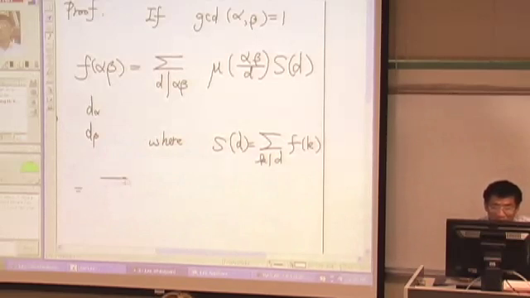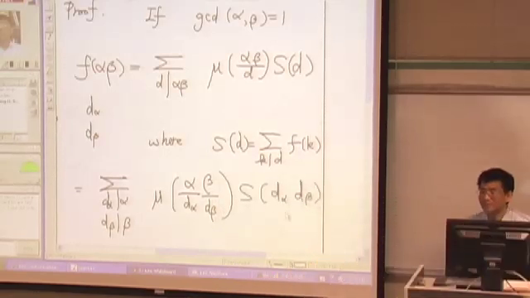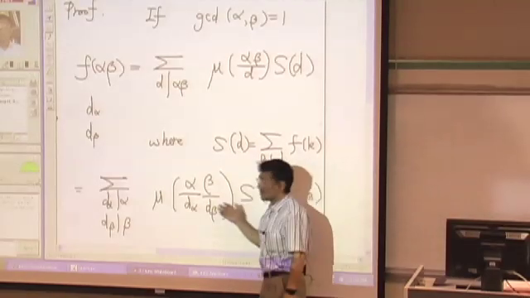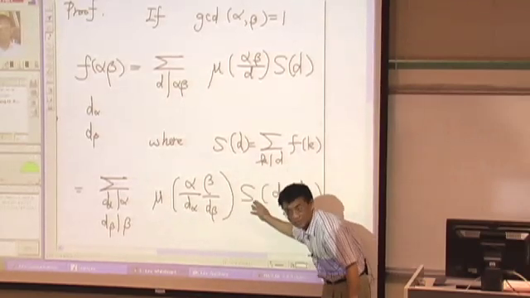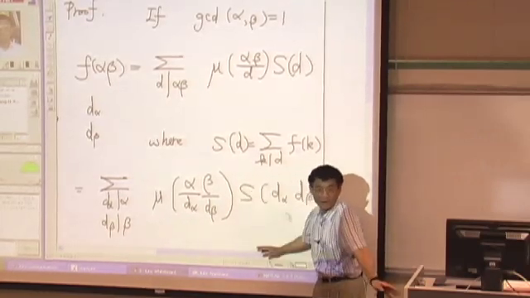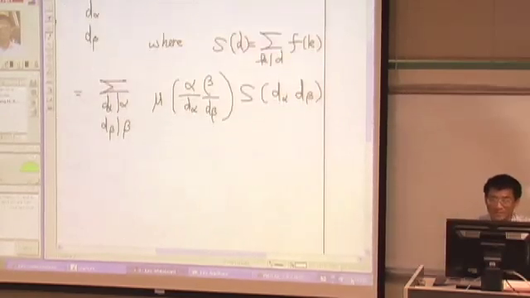we can rewrite it. D alpha divides alpha, d beta divides beta, and then mu of alpha beta divided by d alpha portion, d beta portion, and then S d alpha d beta portion. But now, because mu is multiplicative, S is multiplicative by the condition, we can completely decompose and rewrite. Right? So I will say the step. We can completely decompose these things.